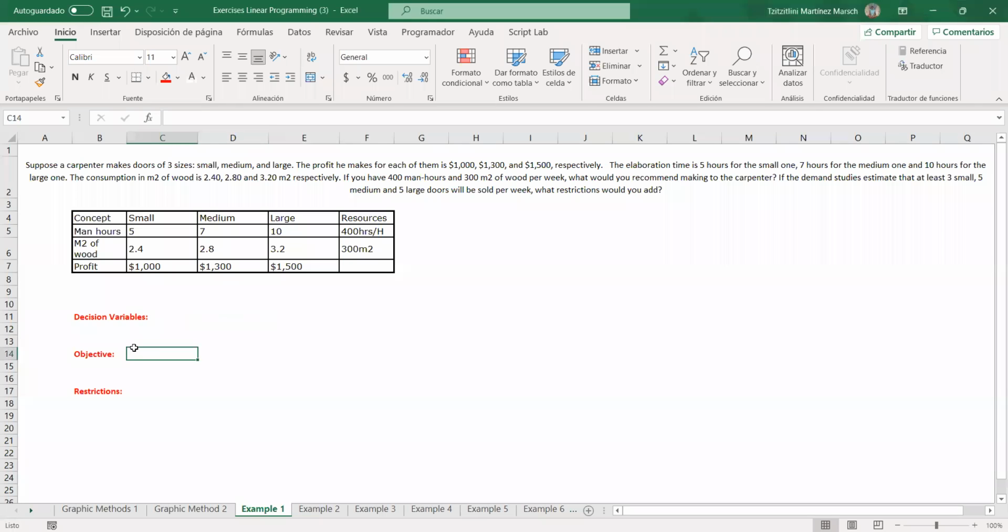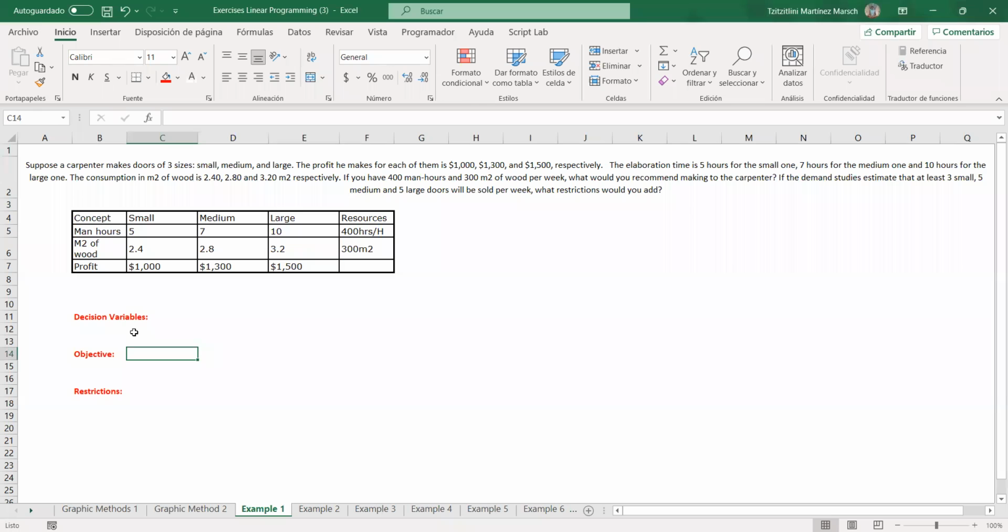Okay, guys, so we're going to work on this particular exercise. Suppose a carpenter makes 3 doors: small, medium, and large. The profit he makes is 1,000, 1,300, and 1,500 respectively. The elaboration time is 5 hours for the small one, 7 for the medium, and 10 for the large one. The consumption of square meters of wood is 2.4, 2.8, and 3.2 respectively.